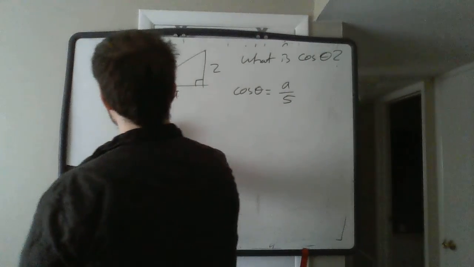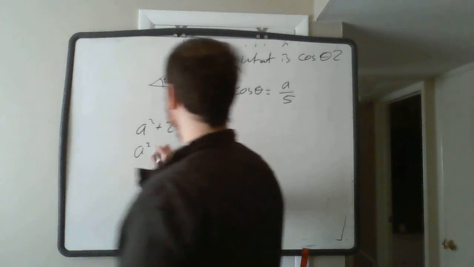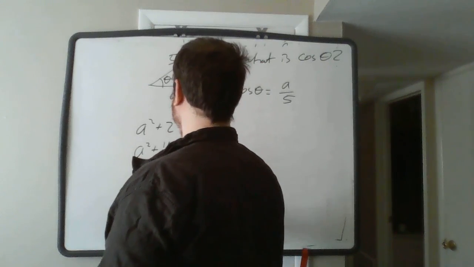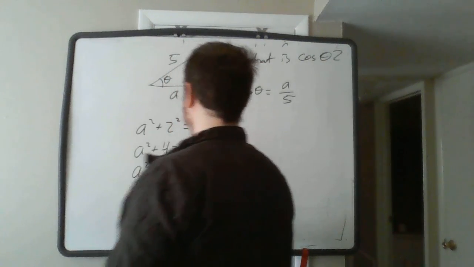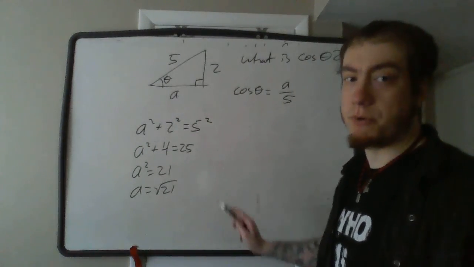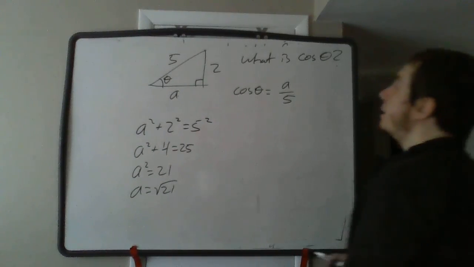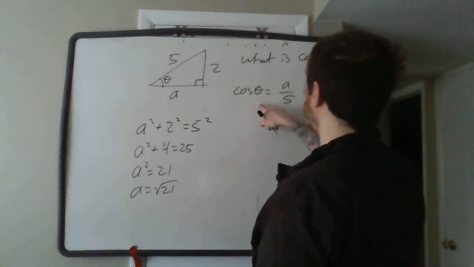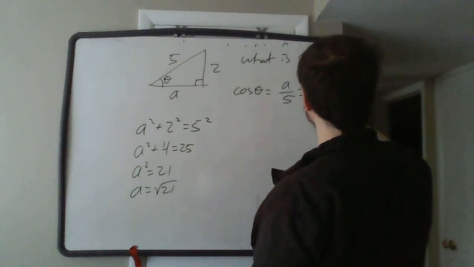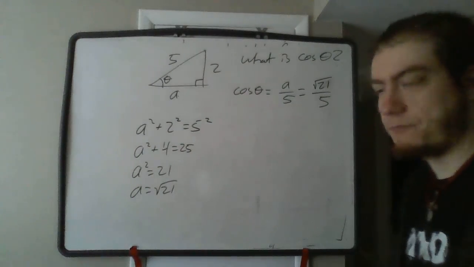We know that a squared plus 2 squared equals 5 squared. That gives me a squared plus 4 equals 25, and that gives me a squared equals 21. So a is the square root of 21, remembering that we can take the positive root here because we don't want to deal with negative lengths. Okay, well, that gives me a. The cosine of theta is a over 5, so this becomes the square root of 21 over 5. Let's rewrite that as something that's legible. There we go. Square root of 21 over 5. Done.